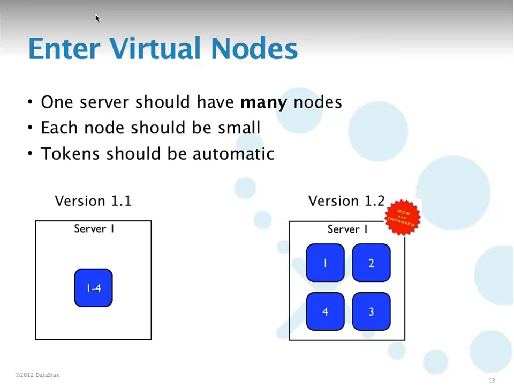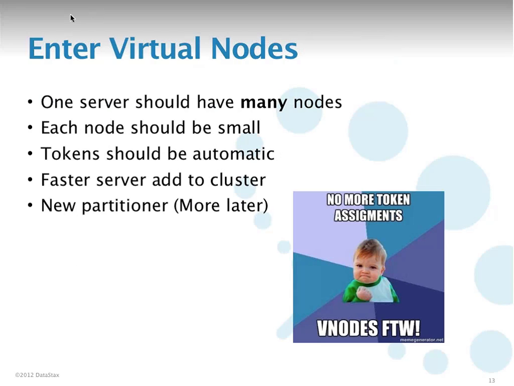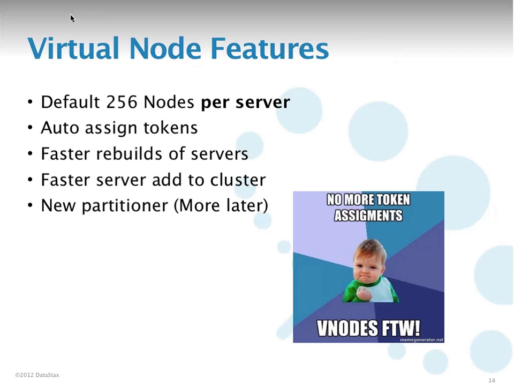So virtual node features, here we go. This is probably why you're here. What is this all about? Each node, each server, we're going to have to get away from this. I'm saying this a lot too, that we usually say node is like a server, but no, the server and nodes are different. So you're going to have 256 default nodes per server.